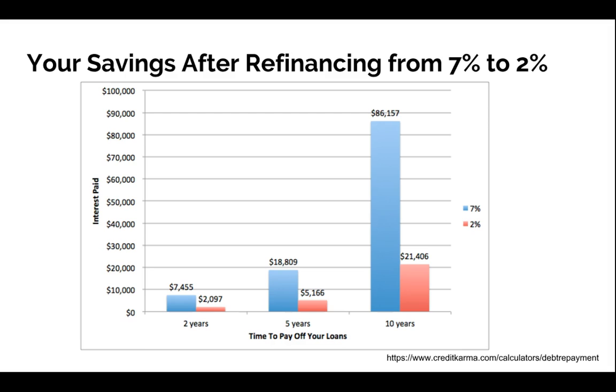Now, not only does lowering your interest rate save you tens upon tens of thousands of dollars potentially, but it also really helps you pay off your loans faster. Because look at this timeline. If I pay off my loans in 2 years, I'm only trying to pay off $7,000 of interest or $2,000 of interest. If it takes me 5 years, look how much that interest is growing. And so if we have less interest, it allows us to pay off our loans so much faster.